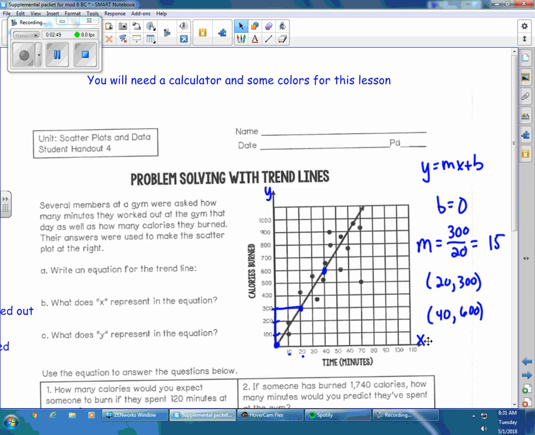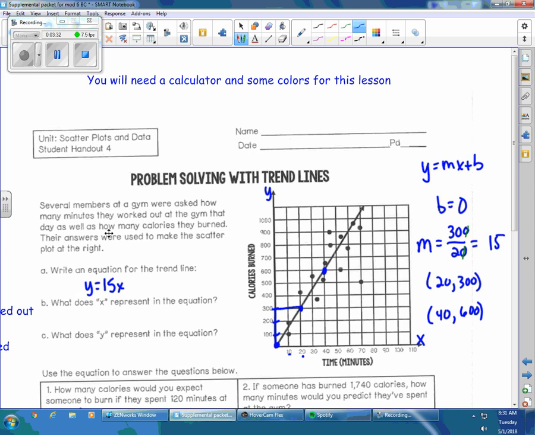I could also, if I'm not using a calculator, reduce this in my head, saying they both end in 0, so I can divide by 10 there, and then I've got 30 divided by 2, and I know that right off the top of my head is 15. So either way, whether you're doing mental math or whether you're using a calculator, it really doesn't matter to me. So writing an equation for the trend line. Again, I'm going to use my y equals mx plus b, but instead of m and instead of b, I'm going to put in the values that I calculated. So y equals 15x. Now I can add the plus 0, or I could just leave it as y equals 15x.